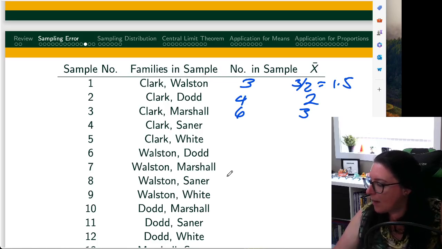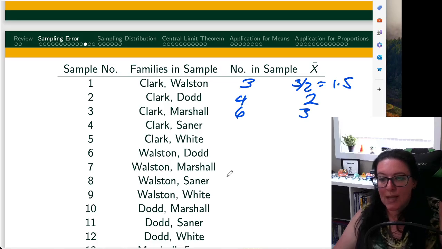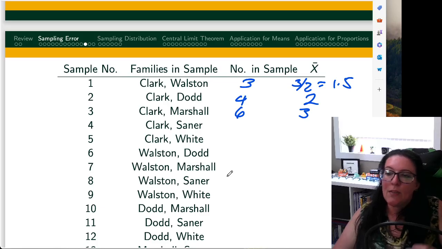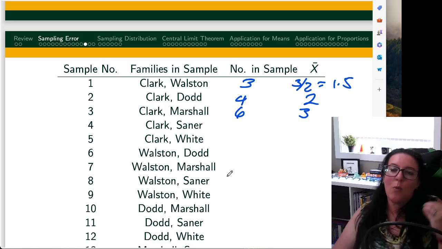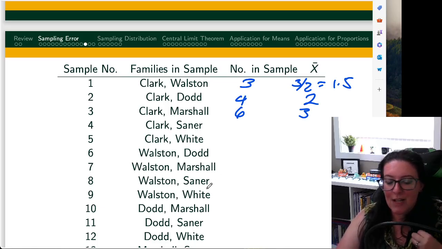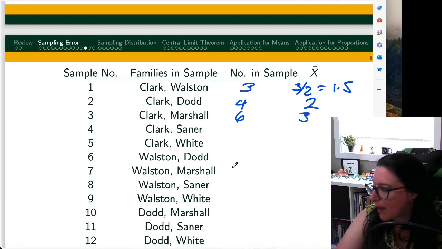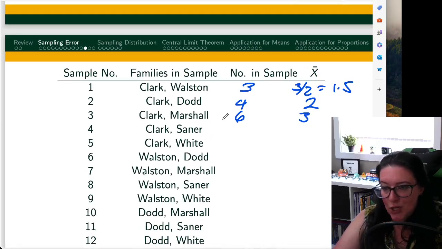In our second sample, the average was 2. Our sample statistic is 2. The population parameter is 3. There's a sampling error here of 1. In the third sample, the sample statistic is 3. The population parameter is 3. We get a sampling error of 0. So we're recognizing that that sample statistic is changing.